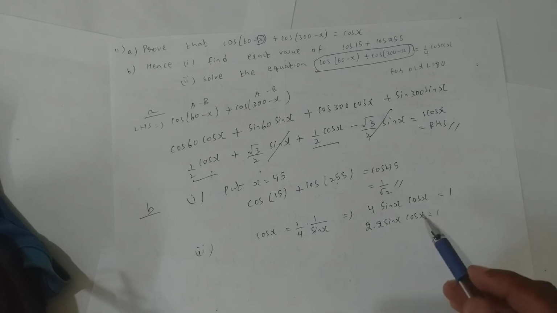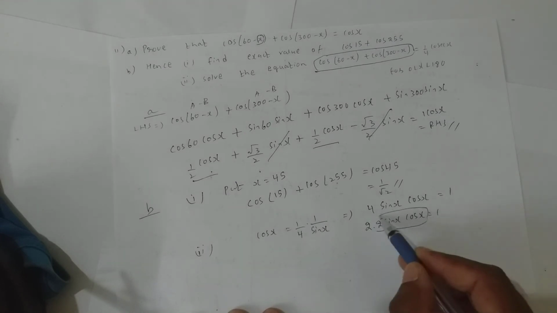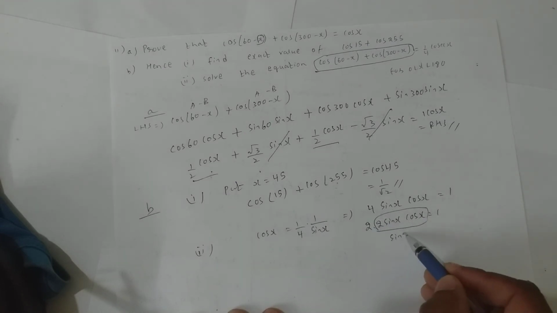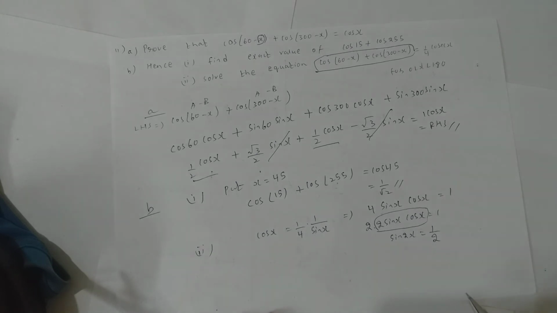Because I have got two trigonometric ratios here, sine and cos. I cannot solve it unless it's only 1. So if I write like this, in place of this entire thing I can write only sine 2x, and send 2 to the other side, it becomes half.